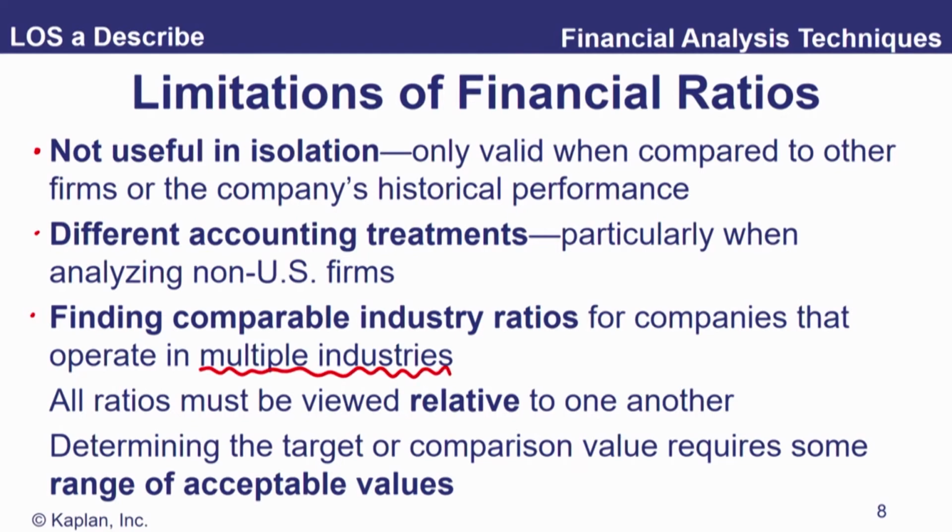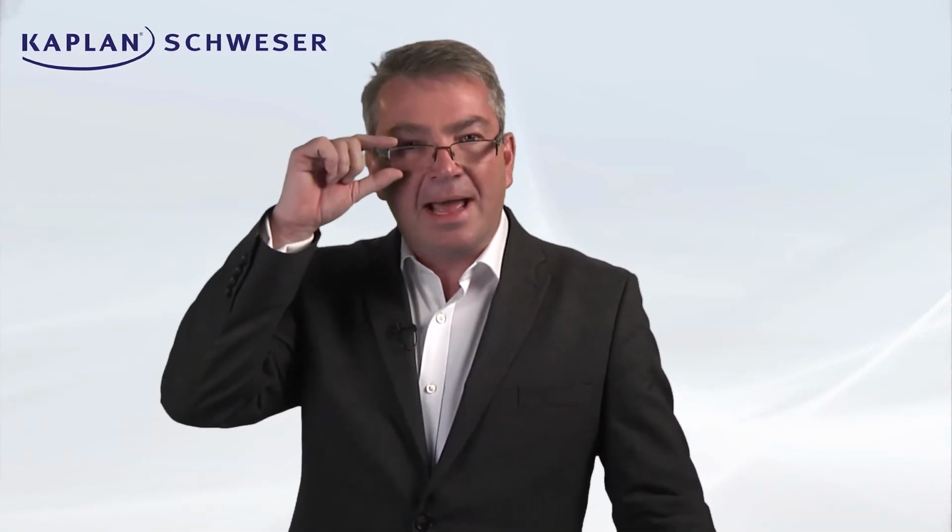Finding comparable industry ratios for companies that operate in multiple industries. Now, when we look at the income statement and when we look at the balance sheet for a conglomerate, so a company with many different divisions in many different industries, we're seeing the consolidated results. In other words, we're seeing the results of all of their divisions added together.